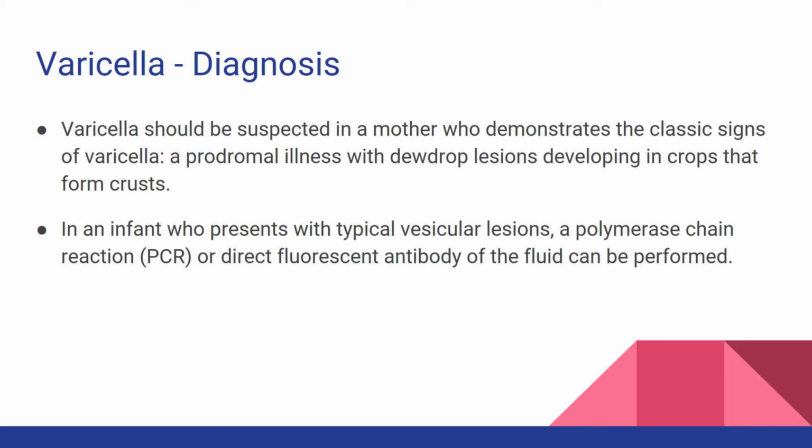So diagnosis: varicella should be suspected in a mother who demonstrates classic signs for varicella, so prodromal illness with dewdrop lesions developing in a crop that forms crusts. In addition, in an infant who presents with the typical vesicular lesions, you can do a PCR as well as direct antibody screening.